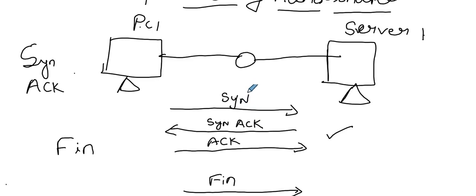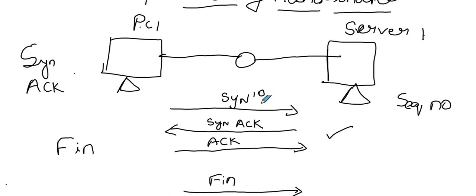Okay, so PC1 sends the synchronization packet, and then the synchronization and acknowledgement packet is sent back. How is it sent in order? It is done properly with the help of the sequence number. For example, the SYN packet is sent with number 10.